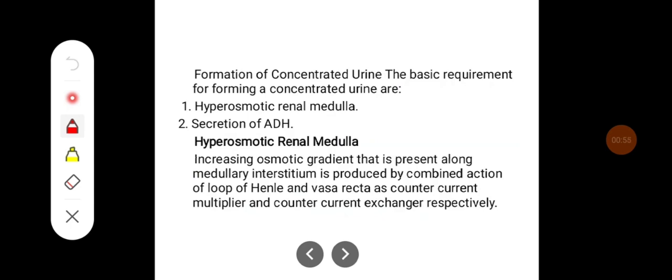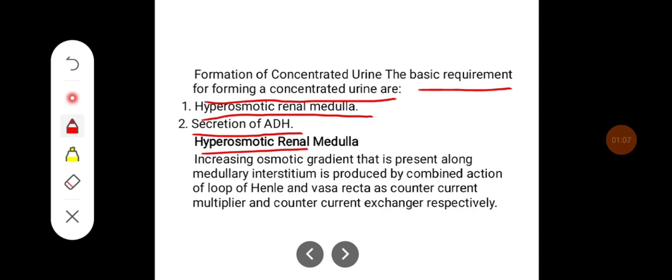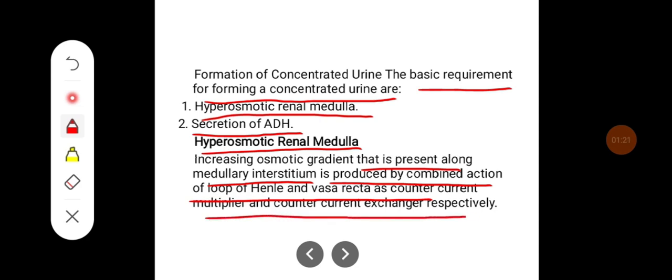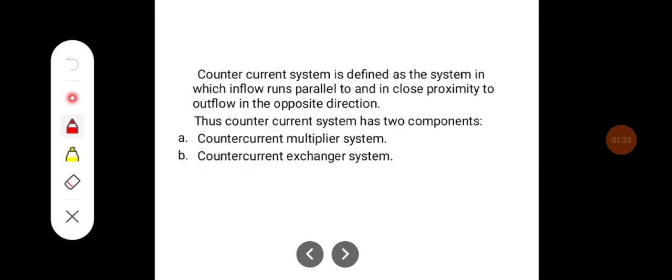Urine, the basic requirements for the formation of concentrated urine are that there has to be a hyperosmotic renal medulla, and the secretion of ADH plays an important role. Hyperosmotic renal medulla: the increasing osmotic gradient present along the medullary interstitium is produced by the combined action of the loop of Henle and vasa recta as a countercurrent multiplier and countercurrent exchanger respectively.